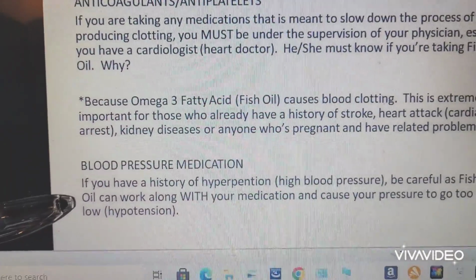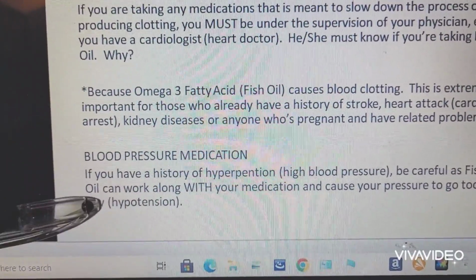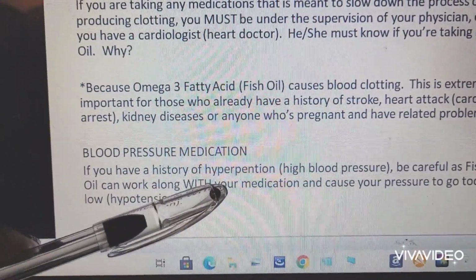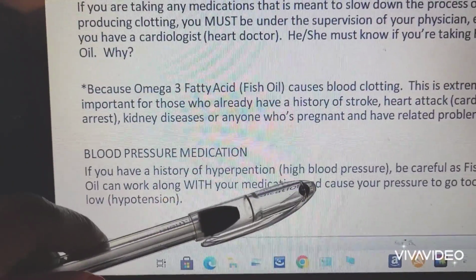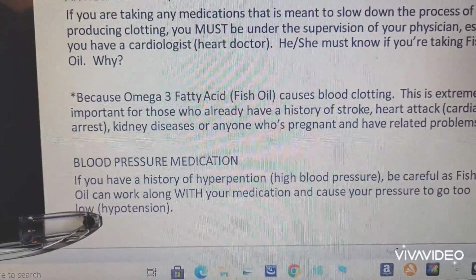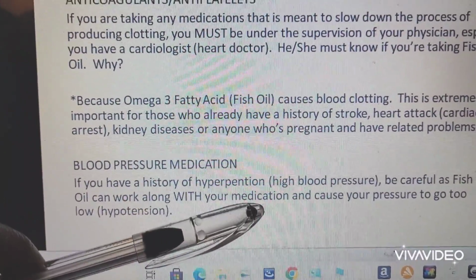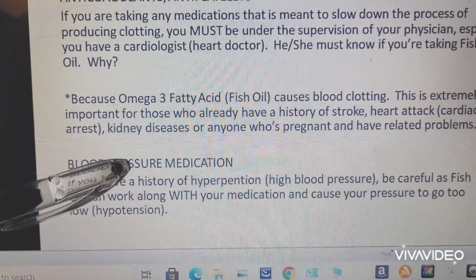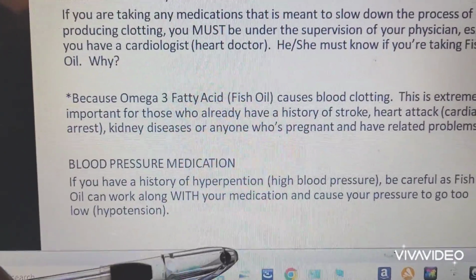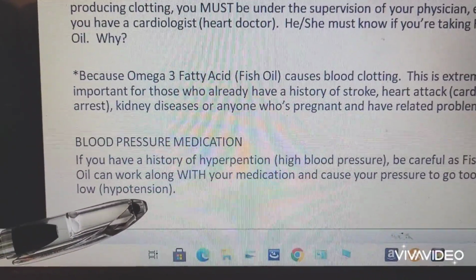Also, if you're taking blood pressure medication, if you have a history of hypertension, which is high blood pressure, be careful, as fish oil can work along with your medication for blood pressure and cause your pressure to go too low, which is also known as hypotension.